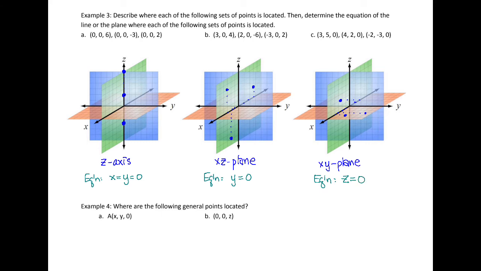So now, let's look at example 4. If I give you a point, say x can be anything, y can be anything, but z must be 0. That means where are those points located? It will be on the xy plane. And the next one, it says x has to be 0, y has to be 0, but z can be anything. That means this must be on the z-axis.